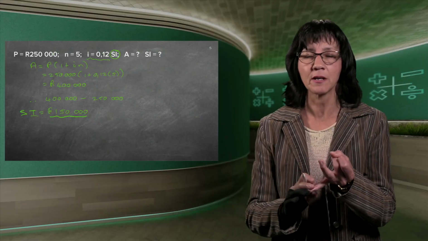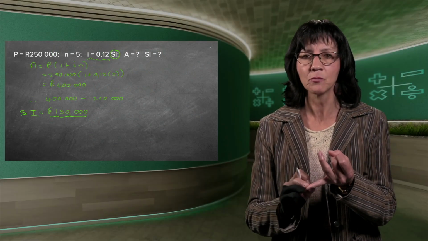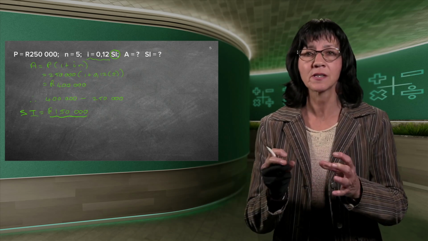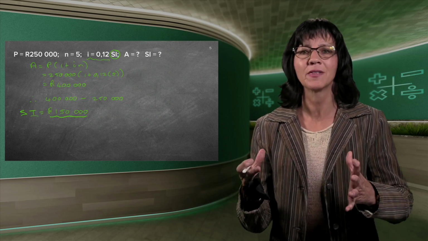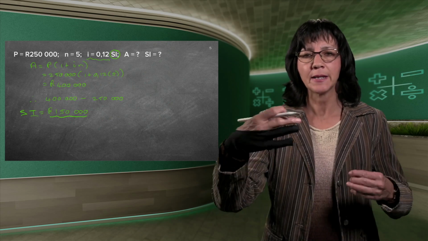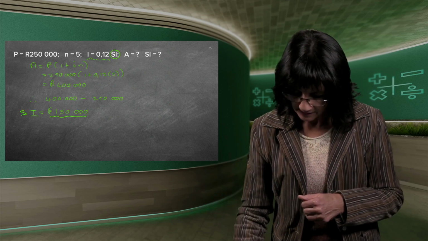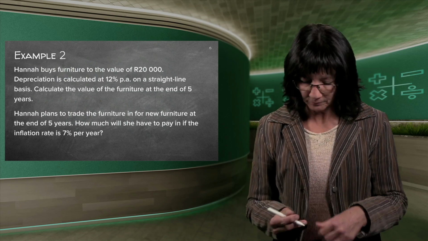This is an amount. It's not the interest rate. So there's 2 different ways they can ask interest. Either the interest rate, which is the I, or if they ask the simple interest itself, they want the amount of money that you paid extra over the 5 years. Good.